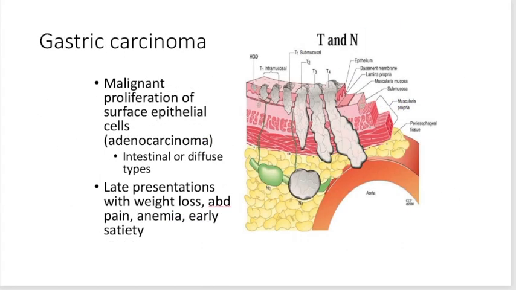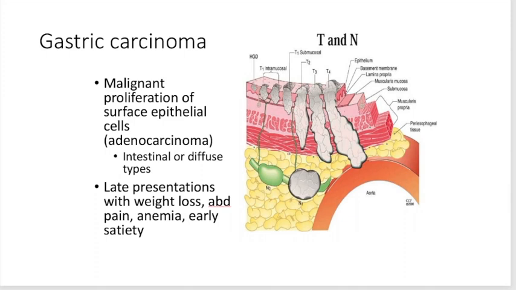All right, gastric carcinoma. Just be aware of that. This is a malignant proliferation of the surface epithelial cells, so it would be an adenocarcinoma, intestinal or diffuse types. This usually presents late, with weight loss, abdominal pain, anemia, and early satiety.